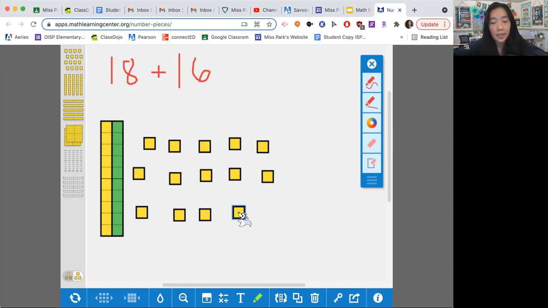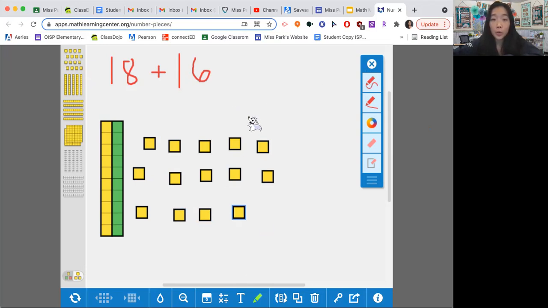5, 6. Okay, now step 1, add the ones. So we had 8, and then we added 6 more. So when we are actually adding, you can add them like this: 1, 2, 3, 4, 5, 6, 7, 8, 9, 10, 11, 12, 13, 14. So we know that we have 14 and you're going to need to regroup.